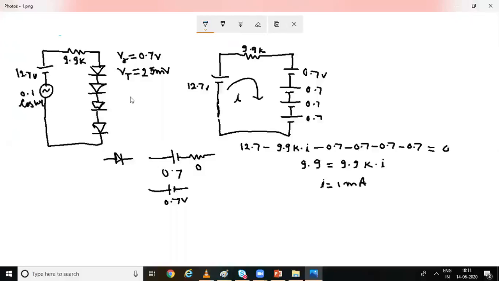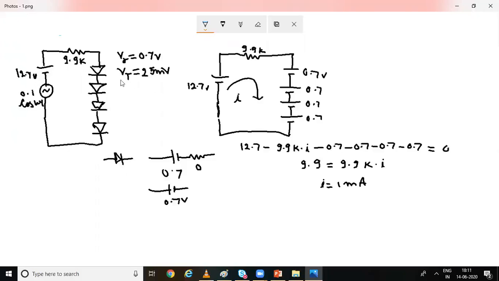The first step of DC analysis is that we have to eliminate the AC sources. So here we have the AC voltage source. We will short this AC voltage source with a wire, correct? So here I have shorted this AC voltage source with merely a wire. Then the second step of this question is that we have to replace a diode with its DC equivalent model, correct?